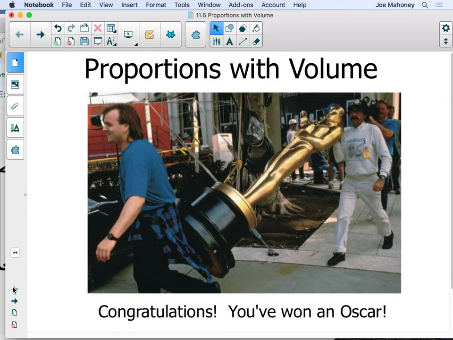You see his shirt, it says on it, Vancouver 1986. Man, that's an old picture. Or do you like the other guy's mullet? I love it.